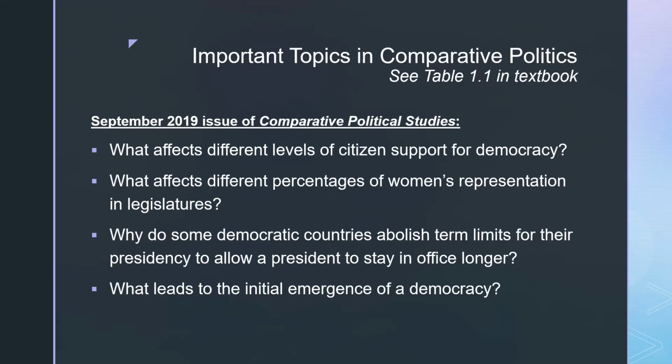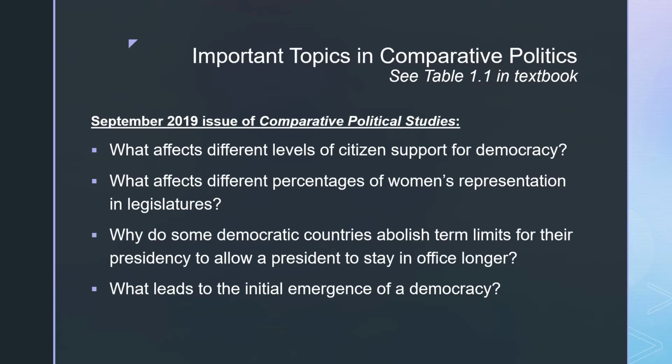Table 1.1 in your textbook shows you some research questions that comparative political scientists are interested in. I also want to share on this slide some of the research questions asked by working political scientists who published their findings in a recent edition of an academic journal. So in the September 2019 issue of Comparative Political Studies, various papers were published looking into these research questions.